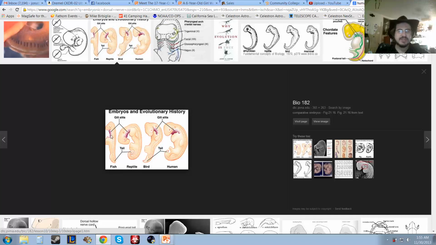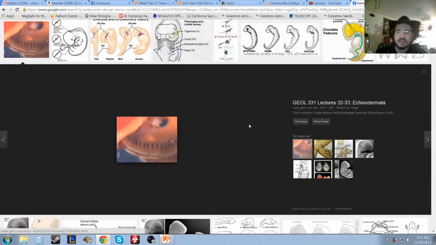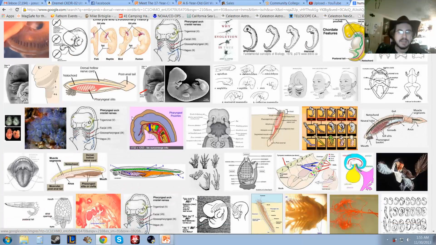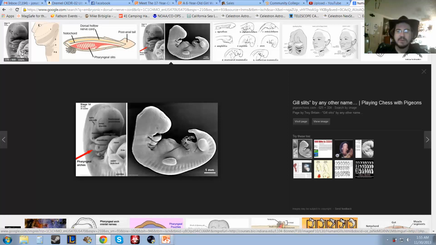In fish, they'll become the actual gills. In reptiles, birds, and humans, they disappear, and we develop lungs instead. So that's pretty neat. Let's see. That's not it. Oh, here's a nice picture of an actual embryo. And these pharyngeal arches are along those slits there. So, bam. That's pretty cool.